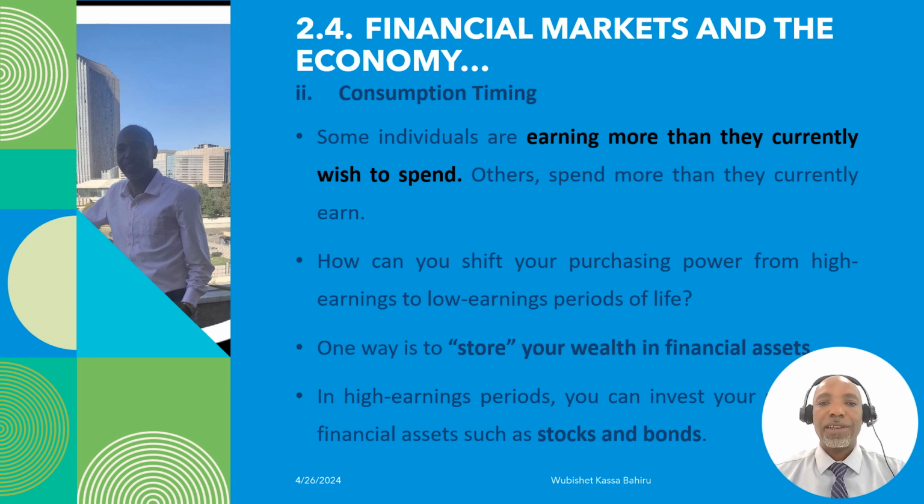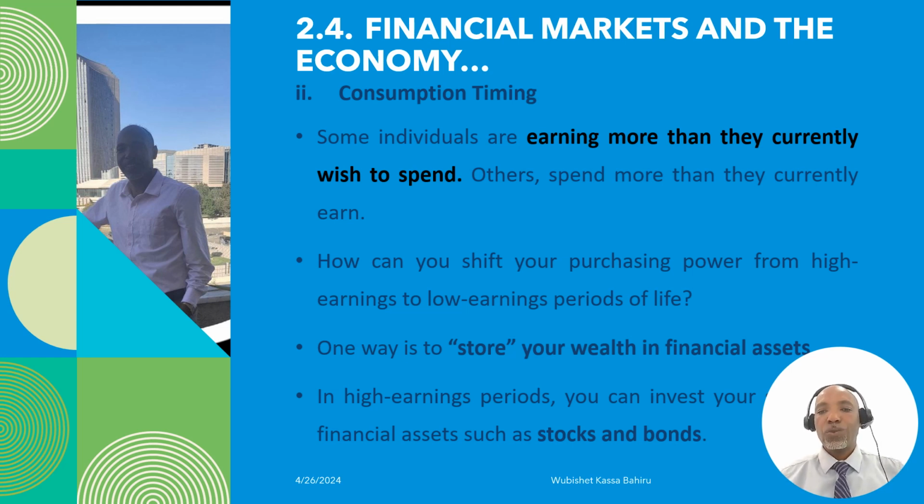The other important thing is how the financial market, the capital market, helps societies. It helps us to smooth the consumption timing. Some individuals are earning more than they currently wish to spend, whereas others will spend more than they earn today. But in this case, how can you shift your purchasing power from a high earning to a low earning period, or how can you smooth your consumption pattern? There are a number of ways to smooth your consumption pattern.